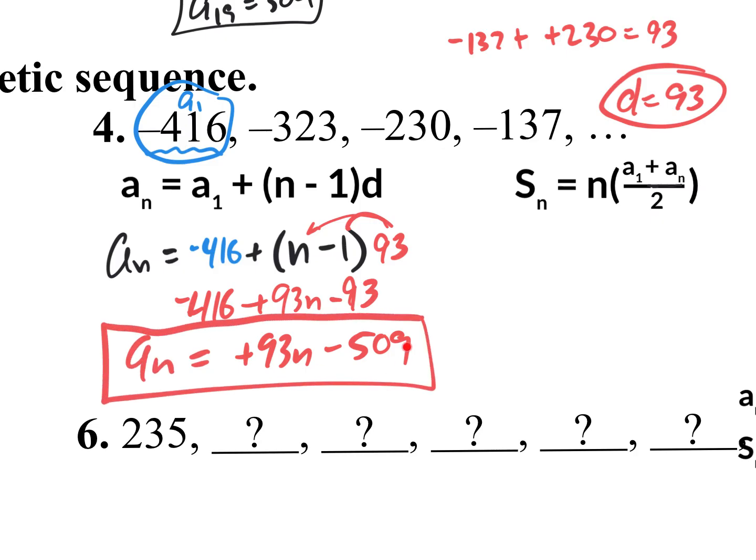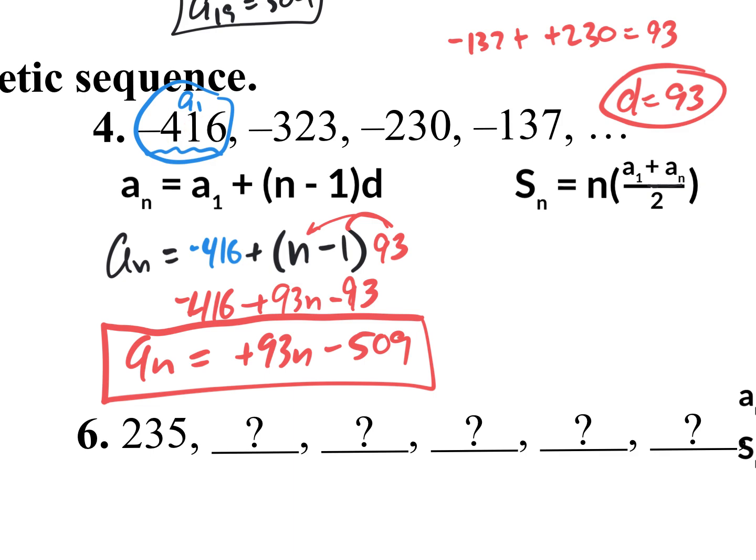Now, let's say you were kind of hesitant. You're like, man, I probably made a mistake or something. You could always plug in the number 1 right there. 93 times 1 is 93, and 93 minus 509. If you plug in a 1 right there, 93 minus 509, it really is negative 416. So that's how you can verify that you did it right.